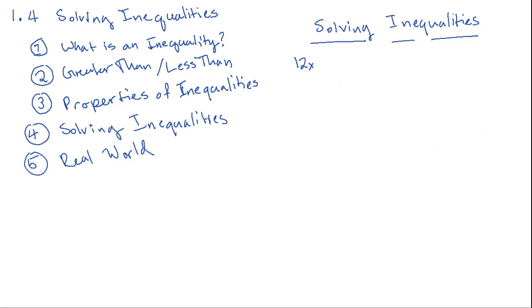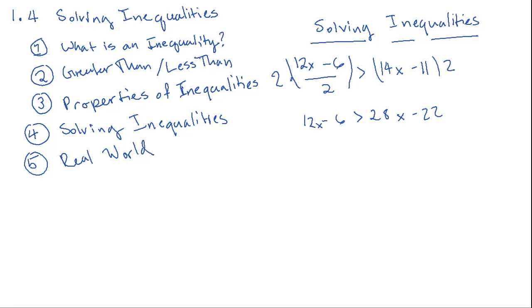We got 12x minus 6 over 2 greater than 14x minus 11. So first thing I'm going to do, since we got this divided by 2, I'm going to multiply everything by 2 just to get rid of it, just make my life easier. That's now going to give me 12x minus 6 on the left-hand side is greater than 28x minus 22. Remember, using the distributive property, right? 2 times 14 is 28. 2 times 11 is 22.